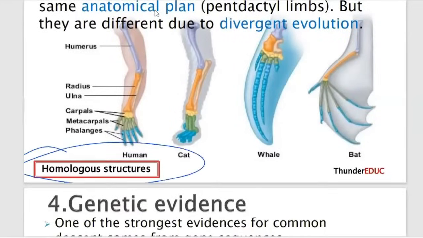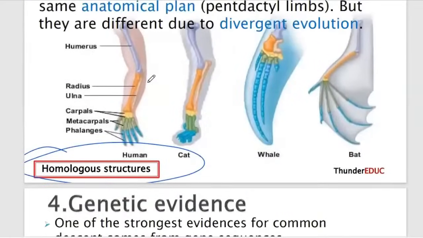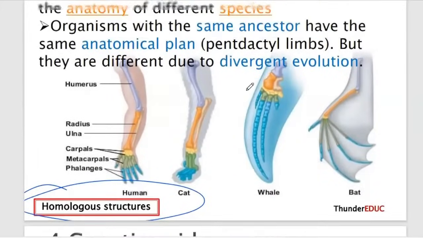So if they ask the process, then it's going to be modification by descent or comparative anatomy. But if they ask you the structures, which is under here, we call it homologous structures. That's why I said, let me know the answers people are giving out.